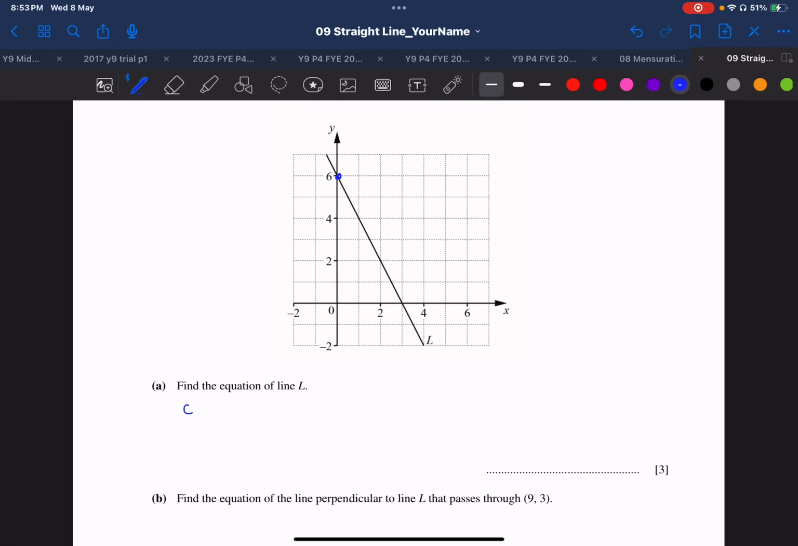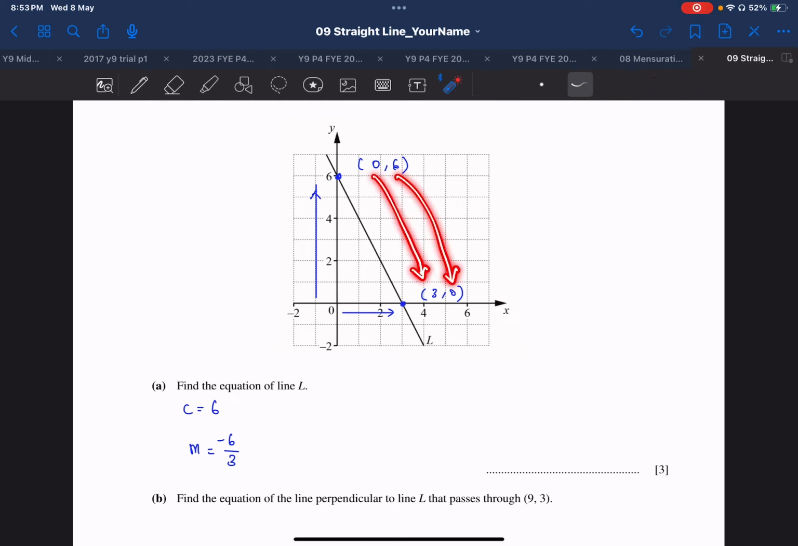I know my c is 6, and I just need to find my gradient. For gradient, you can just use rise over run. You can use this, but it's negative because it's a going-down graph. If you are confused with this, you can always use the coordinates, which is 6 minus 0 over 0 minus 3, and you shall get -2 as well. So the equation will be -2x plus 6.